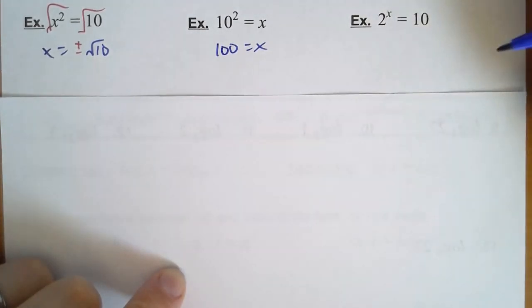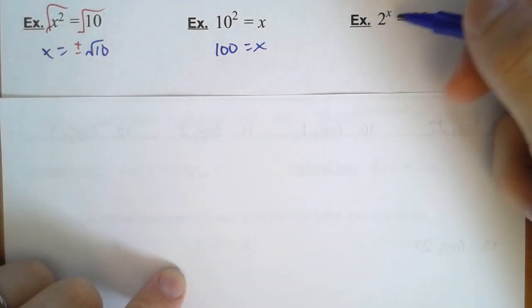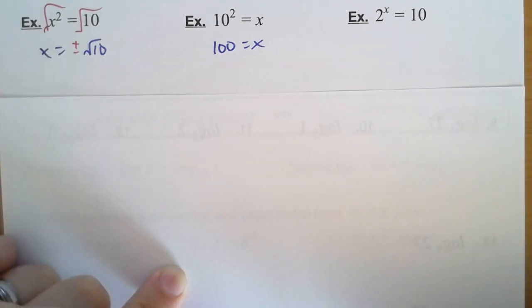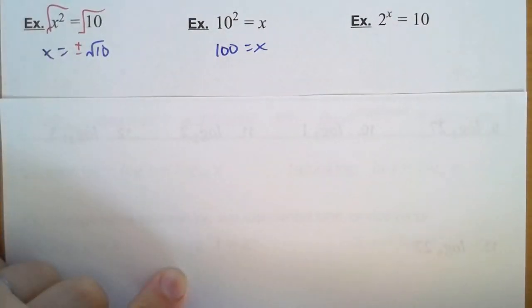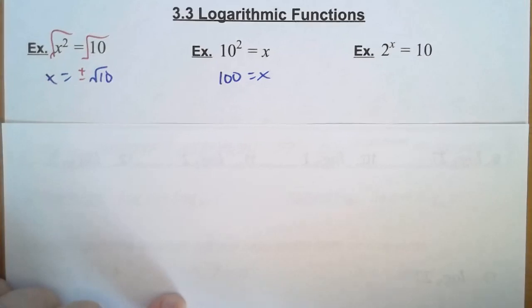But then how about this third one here? If you're an Algebra 1 student and the base is a number and the exponent is a variable, well, an Algebra 1 student would have no idea how to solve that, right? And that's the situation that mathematicians were in at some point in mathematical history, is they wanted to solve an equation where the exponent was an unknown. They knew the base, they knew the answer, but they didn't know what the exponent was. So how were they going to do that? Well, of course, what they did was they invented logarithms.